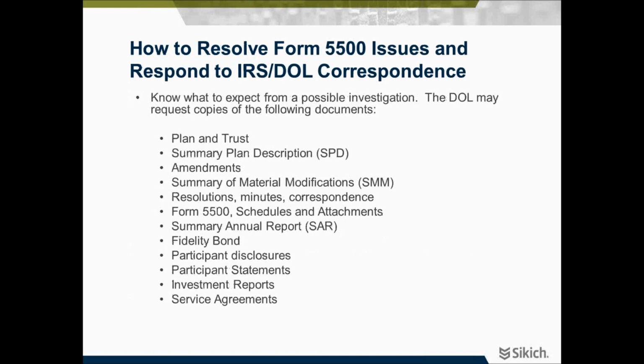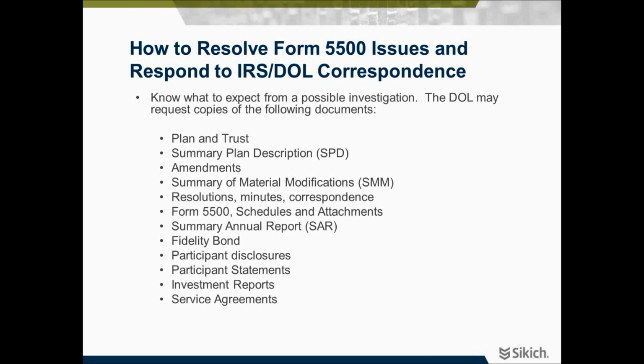So if you received correspondence from the IRS, the DOL, the PBGC, and they tell you that there's a problem with your filing, and believe me, they can reach you, make sure that your profile is current on EFAST. They have ways, they might even email you to communicate with you. They may contact you. Make sure that you know what to expect from a possible investigation.